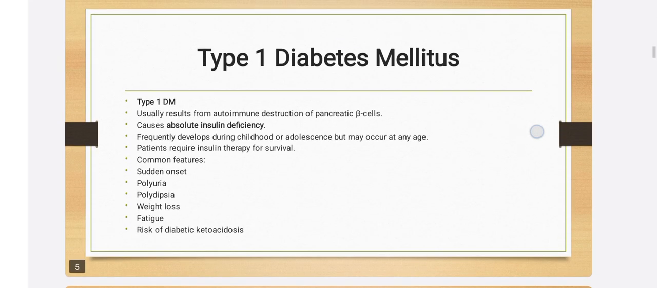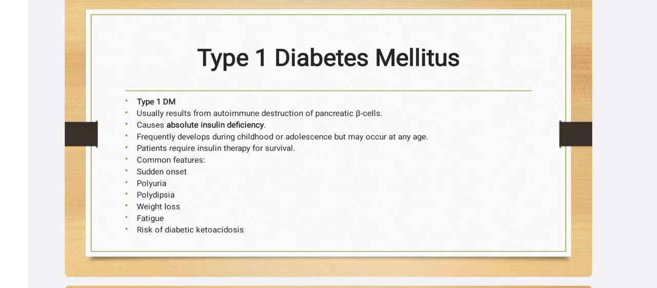First, type 1 diabetes mellitus. Type 1 diabetes mellitus is primarily caused by destruction of pancreatic beta cells, most commonly through an autoimmune process. The beta cells are responsible for producing insulin. As beta cell destruction progresses, insulin production decreases dramatically. Eventually, the patient develops absolute insulin deficiency. This is why insulin replacement is essential for patients with type 1 diabetes.